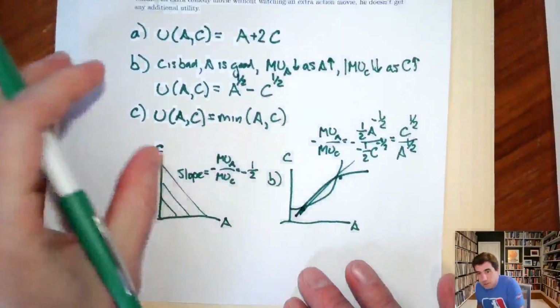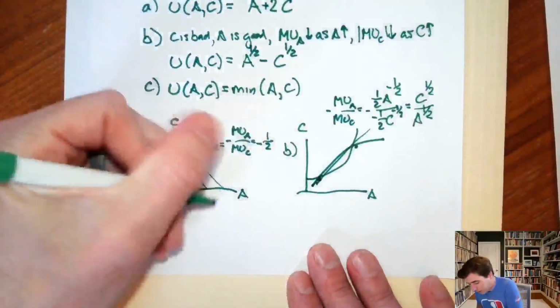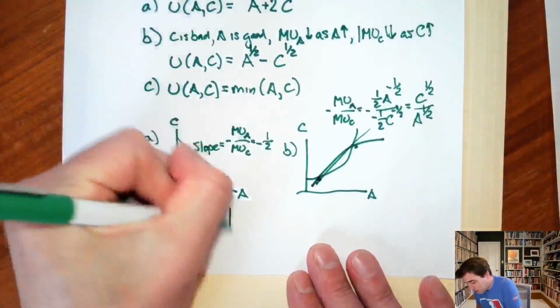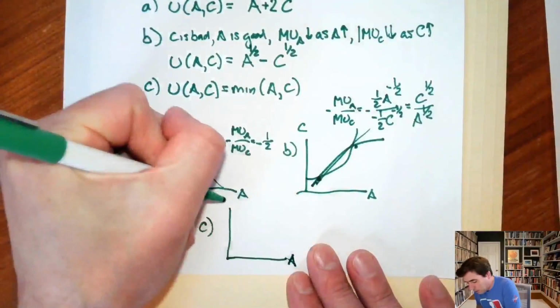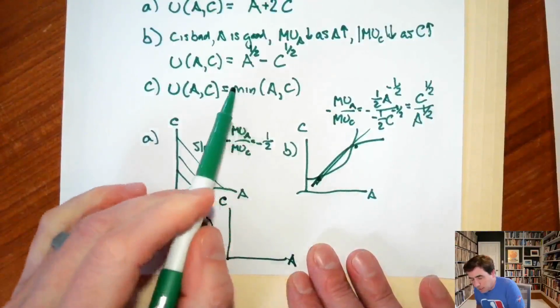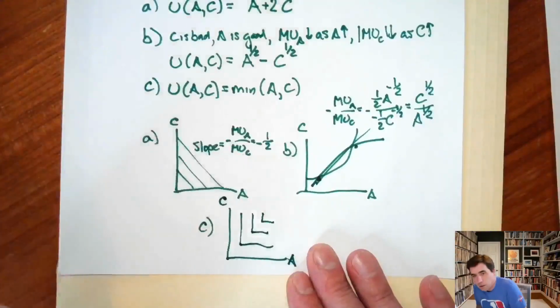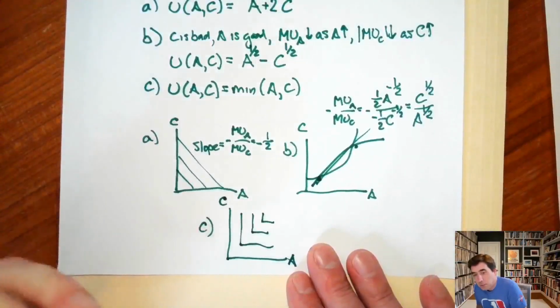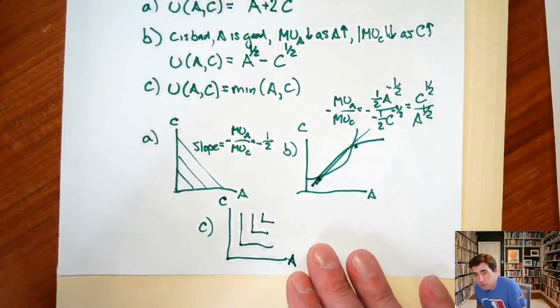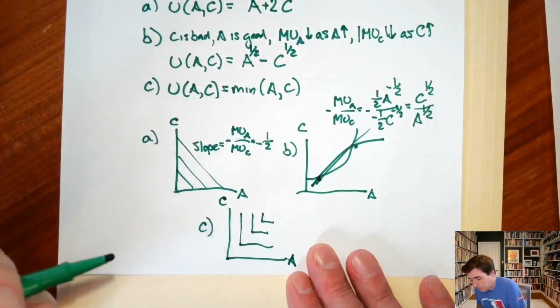All right, final function. We're going to our min function, okay? So here, once again, A on the horizontal, C on the vertical. We know that these min functions end up being these L-shaped sorts of indifference curves, right? Because you're constrained by whichever one you don't have enough of. And if I give you more of the thing you have too much of, it doesn't move you to a new indifference curve. It doesn't make you any happier, right?